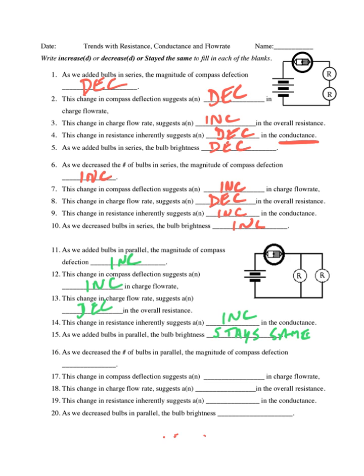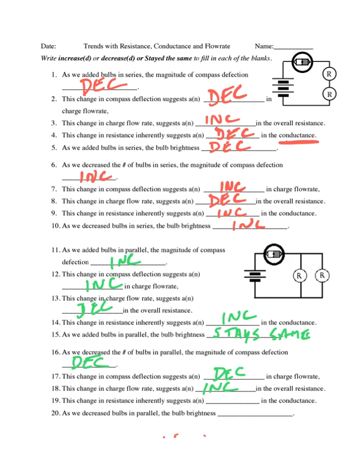If we decrease the number of bulbs in parallel, the magnitude of the compass deflection will decrease. When the compass deflection decreases, that means that there is a decrease in the charge flow rate, or a decrease in the current. And if the current decreases, that means that the resistance is increasing.